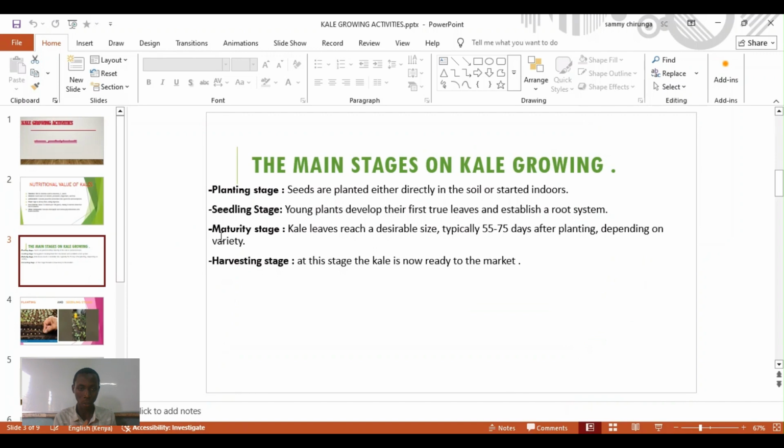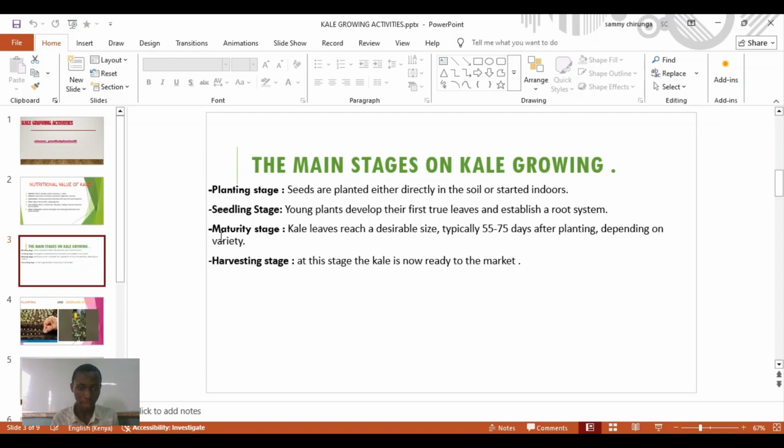Which are these? The first one is the planting stage. In the planting stage, the seeds are planted either directly in the soil or they are started indoors. That is the first stage. Then the second stage, we have the seedling stage. It is all about young plants developing their first true leaves and establishing a root system, when the root system of that young kale plant is rooted into the ground.